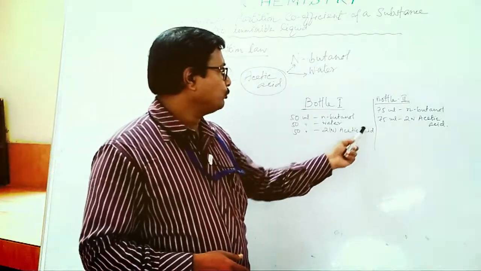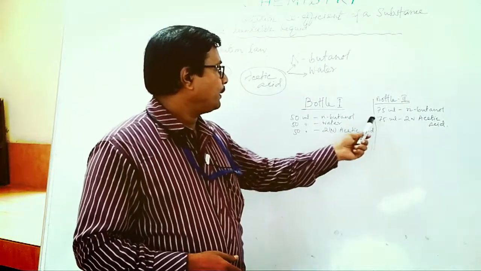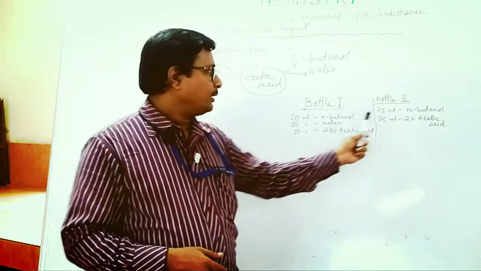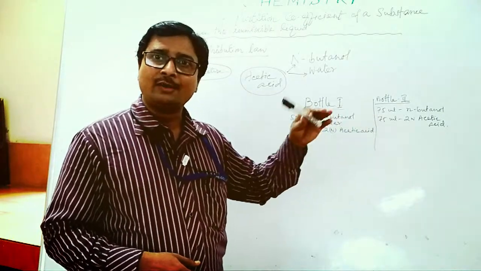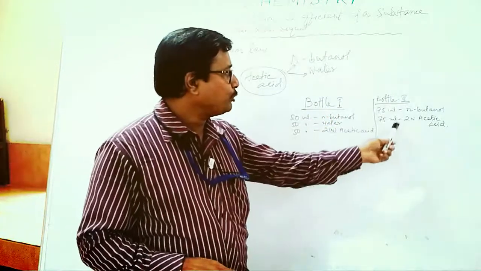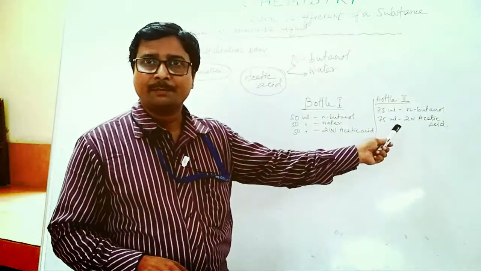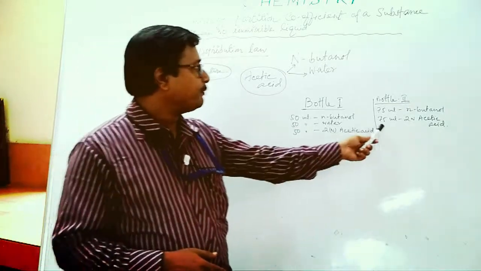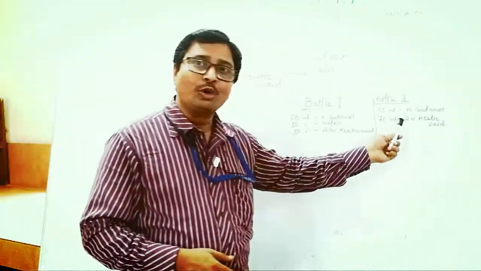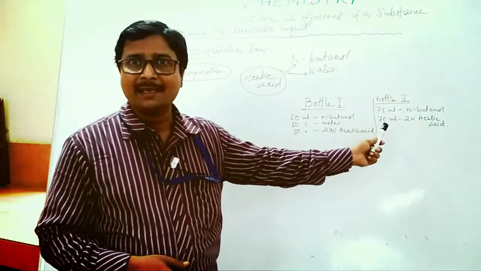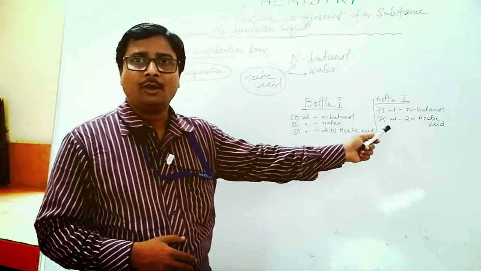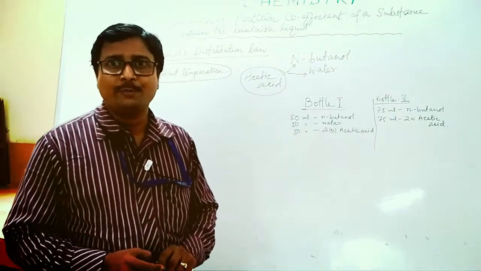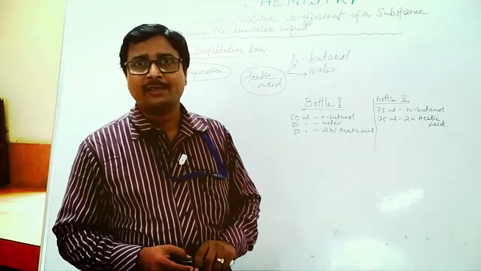Now, in bottle 2, one question is there. In bottle 2 we are taking only n-butanol and 2 normal acetic acid. I told you that organic and aqueous layers are formed, but for bottle 2 no water is added separately. Then how do we get the aqueous layer? The aqueous layer comes from the acetic acid solution. We prepared 2 normal acetic acid; it is not glacial acetic acid. So the water comes from there. This question will be asked in the viva also. It's a practical-oriented question.